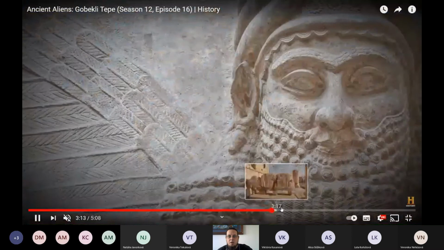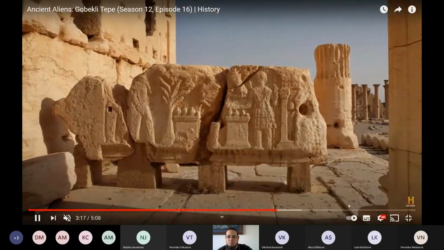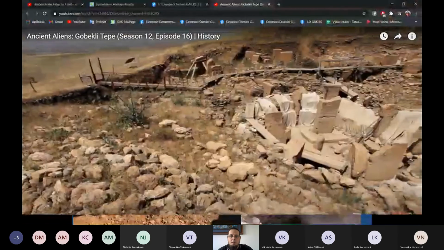So maybe it was the way how they get this Mesopotamian style, but early civilization. Okay, if I can see something. Okay, not anymore. Doesn't need to show it.